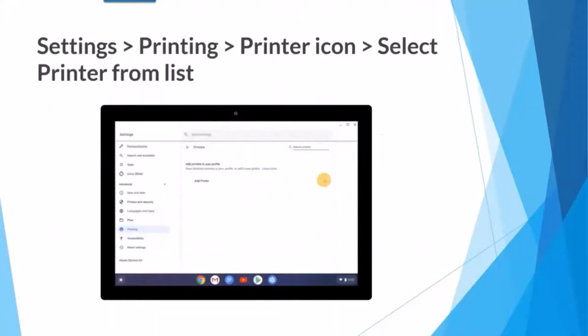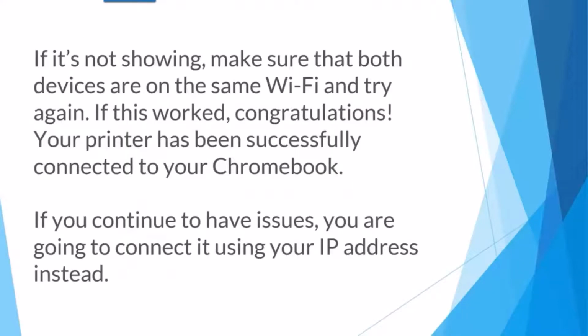Settings, Printing, Printer icon, select printers from the list. And then you look at the list. If it's not showing, make sure that both devices are on the same Wi-Fi and try again. If this worked, congratulations. Your printer has been successfully connected to your Chromebook. If you continue to have issues, you're going to connect it using your IP address instead.